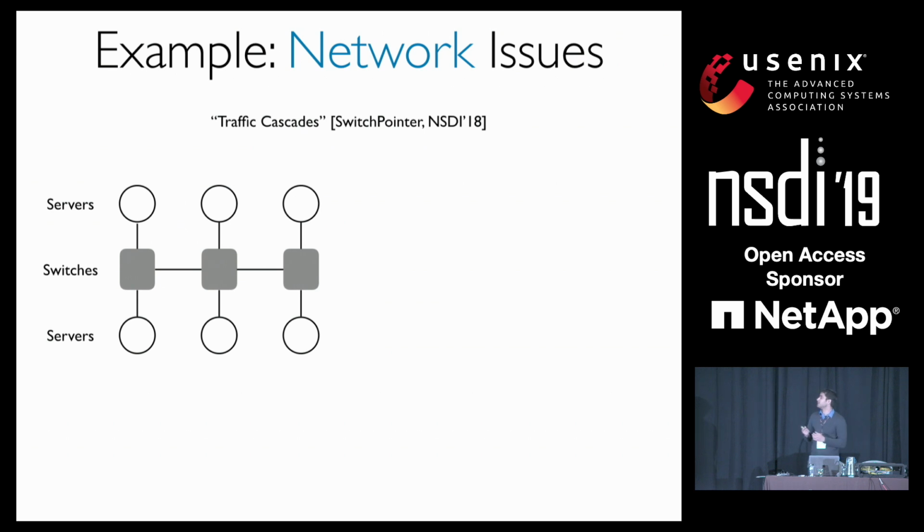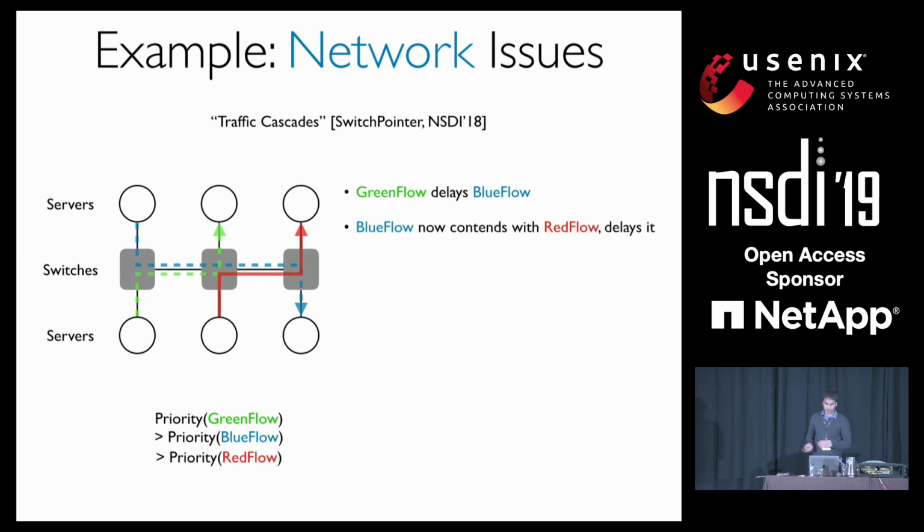For the next example, take a look at the traffic cascades problem from the SwitchPointer paper, which essentially shows how complex these issues can be in the networking context. In this particular problem, you have a blue flow contending with the green flow, where the green flow is slightly higher priority and ends up delaying the blue flow, which in turn causes the blue flow to essentially contend with a red flow, which is even lower priority, and therefore the end result is that your red flow is finally delayed.